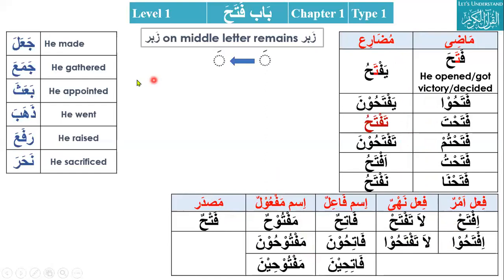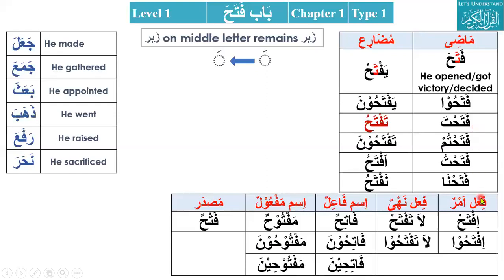Ba'asa. Ba'asa means he appointed. Ba'asa, ba'asu, ba'asta, ba'astum, ba'astu, ba'asna, yab'asu, yab'asuna, tab'asu, tab'asuna, ab'asu, nab'asu, ib'as, la tab'as, ib'asu, la tab'asu, ba'ith, ba'ithun, ba'ithin, mab'uth, mab'uthun, mab'uthin, ba'th. So ab'asu, I appoint or I will appoint.